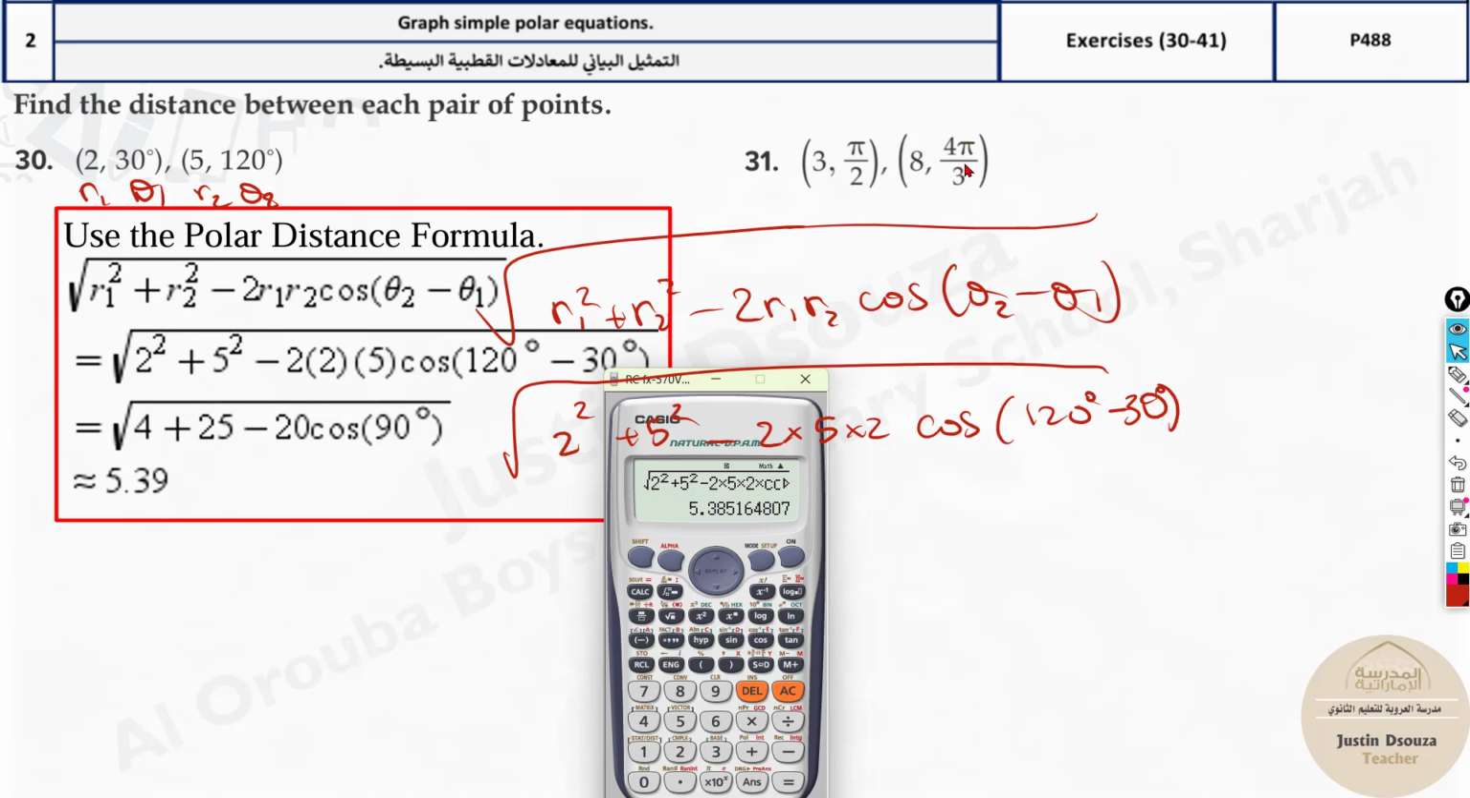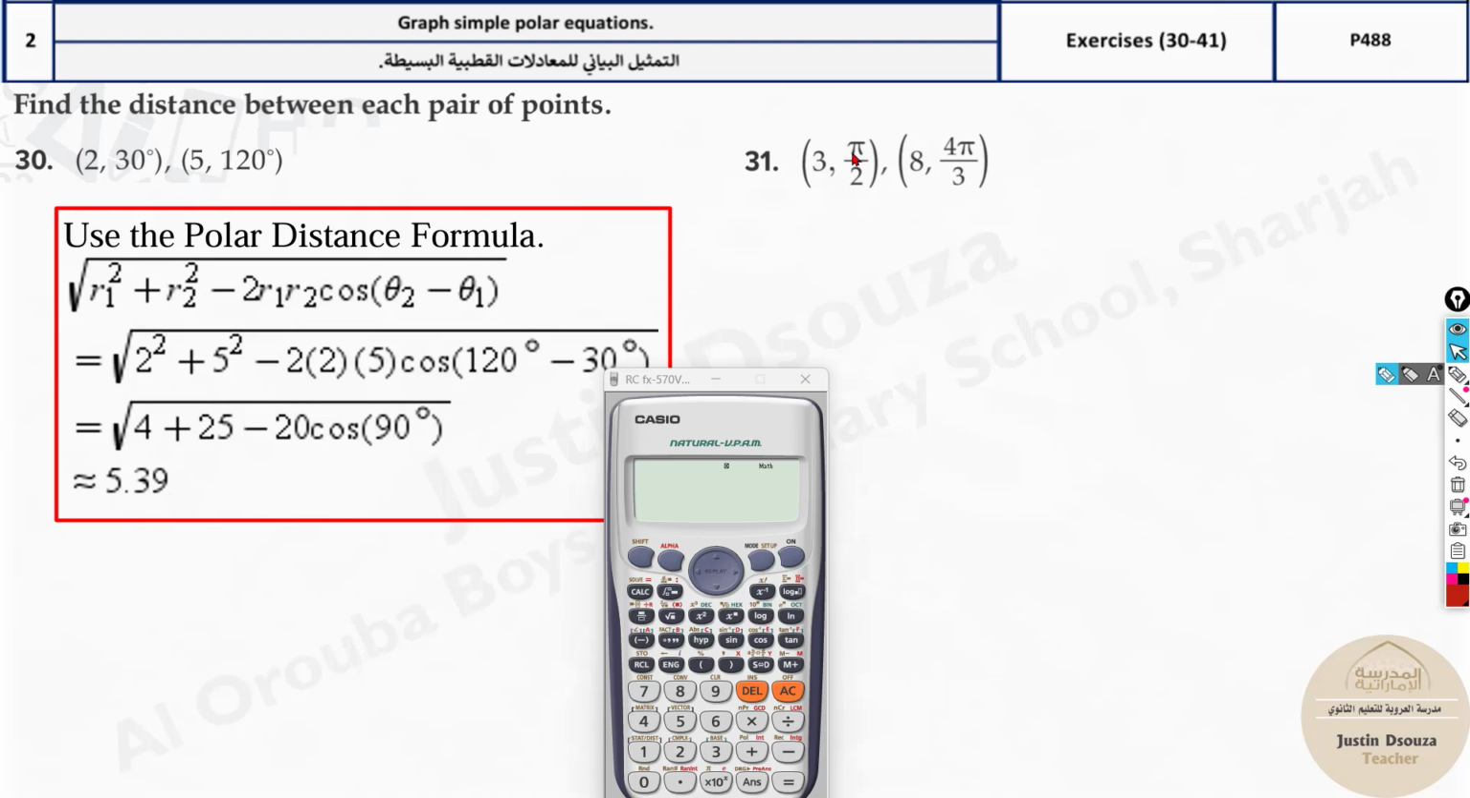Here you can use radians as theta directly, but then you will have to press shift mode and change it to radians. But what I would honestly suggest is to convert this to degrees. Pi by 2, how much is it? 180 by 2, it's 90 degrees, right? Take it as 90. 4 pi by 3: wherever pi is there, just put 180 degrees, so 4 times 180 divided by 3.